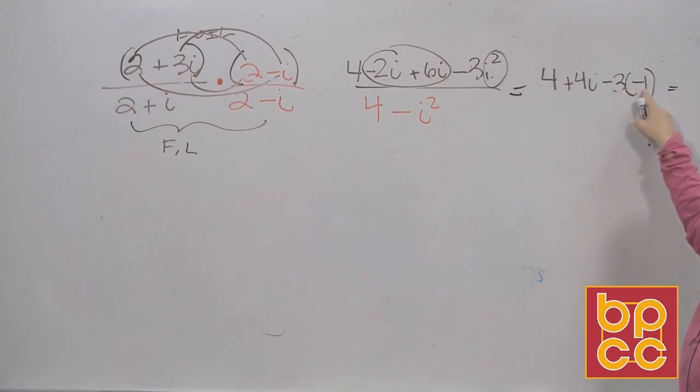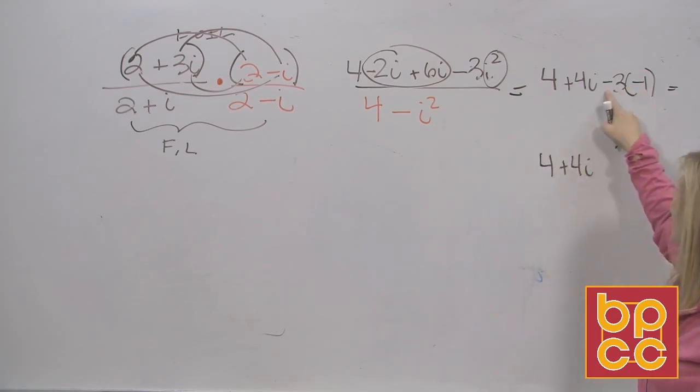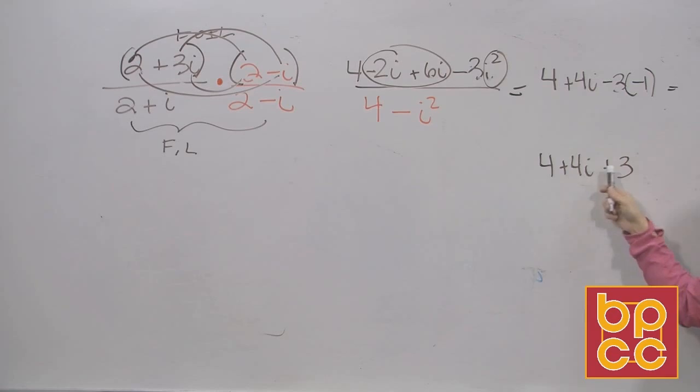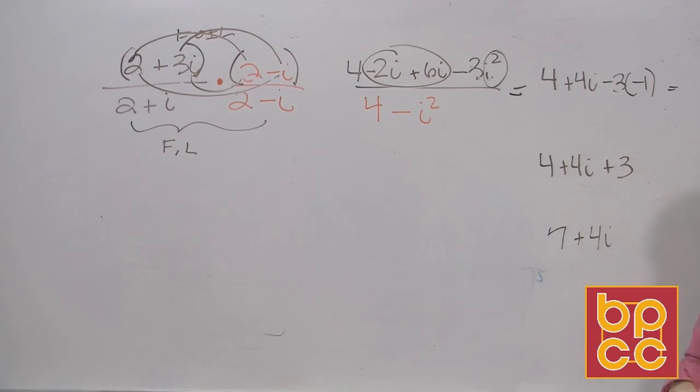Now we can multiply this. So in the numerator we have 4 plus 4i, and a negative times a negative is a positive 3. Wait a minute. Now we got a whole number and a whole number. We can put these together. So in the numerator, 4 plus 3 is 7 plus 4i. And that's as far as we can go in the numerator.